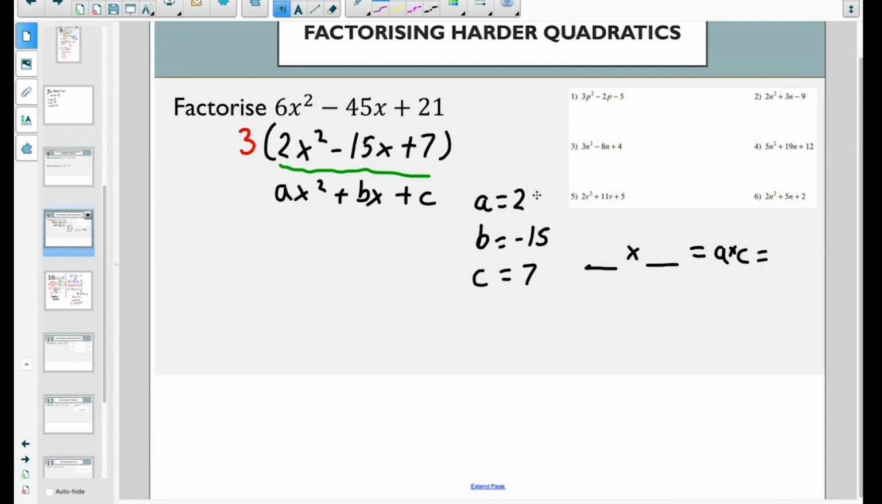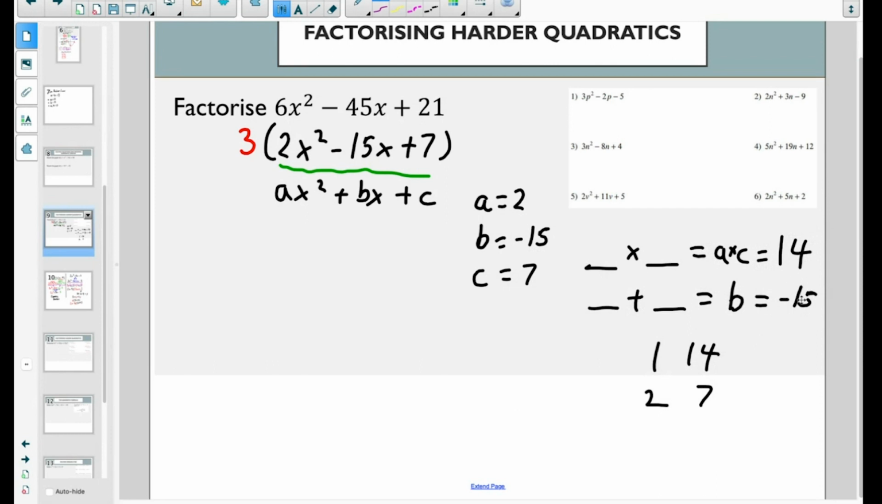Okay, and A times C in this case is going to be equal to 14. And these same two numbers that we want to find have to add up to B, which in this case is negative 15. So I'm going to start off with my factor list of 14, which is pretty straightforward. I have 1 times 14, and I have 2 times 7. That's all we really have.